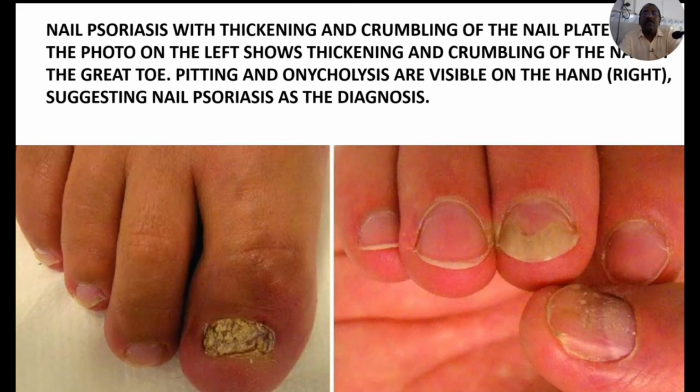There is thickening and crumbling of the nail plates, thickening and crumbling of the great toe nail, pitting and onycholysis. What is meant by onycholysis? Elevation of your nail. They are visible on the right side, suggesting nail psoriasis as the diagnosis. So these are the spotters to define psoriatic arthritis. Unless you see the skin and the nails, you will definitely miss the psoriatic arthritis.